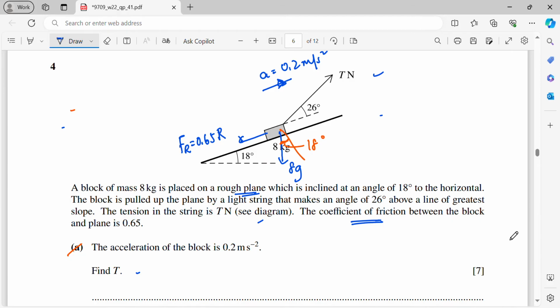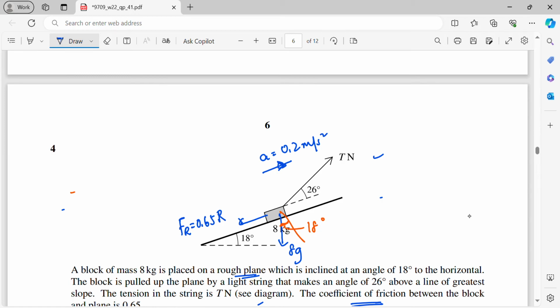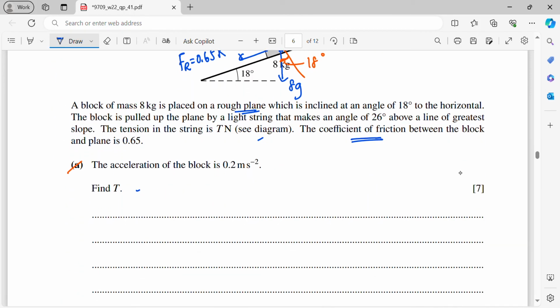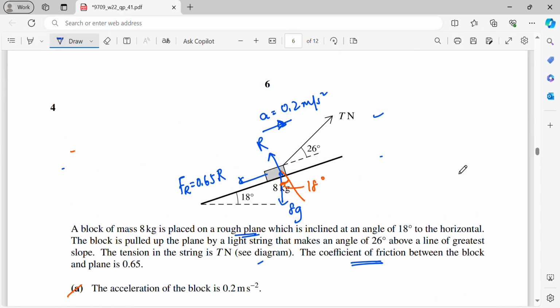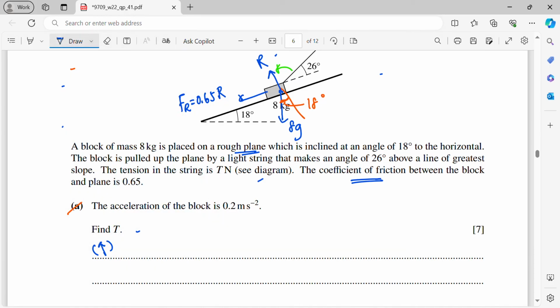Again, for this case, I need to resolve vertically, parallel to the plane, and also perpendicular to the plane. So now, this is my R. My R is always perpendicular to the plane. When I resolve perpendicular to the plane, firstly I get R, and then together with the T. This T will be resolved upwards using 26 degrees, that is sine. So the forces perpendicular to the plane and pointing upwards will be R plus T sine 26 degrees.